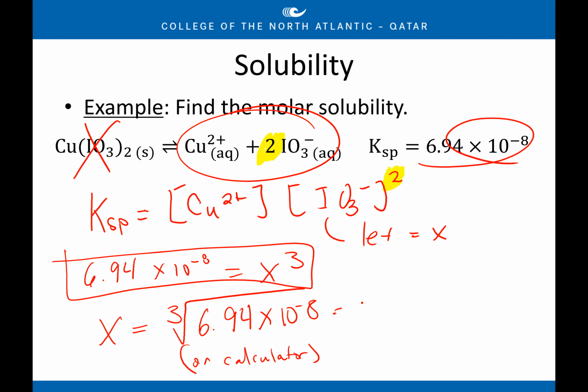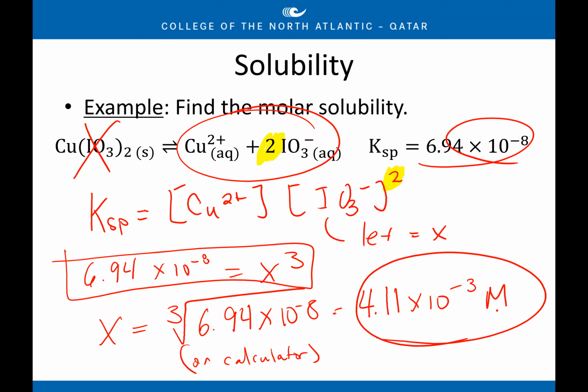So when I put this in on my calculator, I get 4.11 times 10 to the negative 3 mole per liter. And again, what that number means is, if I took copper 2 iodate and put it into water, 4.11 times 10 to the negative 3 moles would dissolve in a liter of water. I am finished. I do apologize.